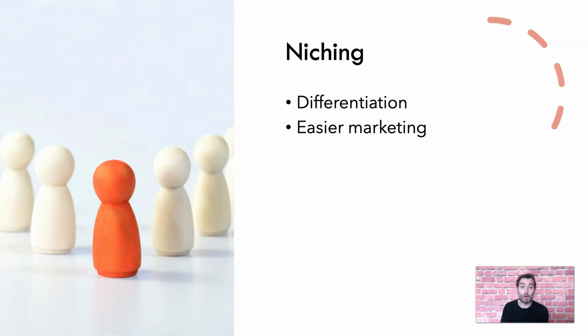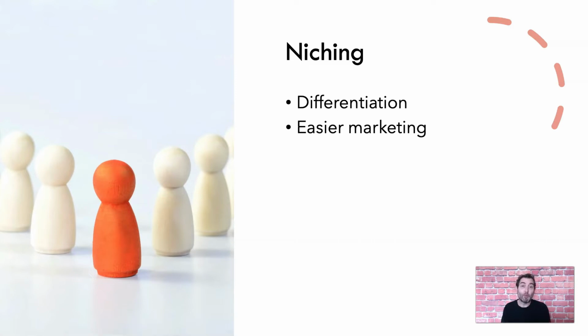And the reasons for doing that are, as I say, differentiation and easier marketing. It will differentiate you from all the other mortgage brokers out there, because there are lots and lots of mortgage brokers, but there are only going to be a handful of mortgage brokers who specialise in, for example, mortgages for teachers or mortgages for self-builds.